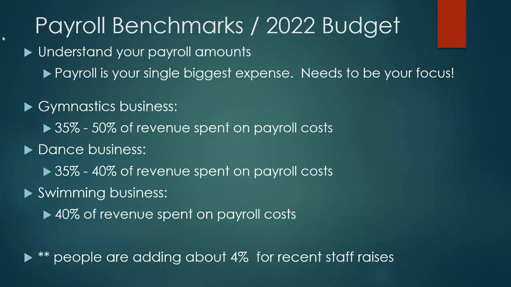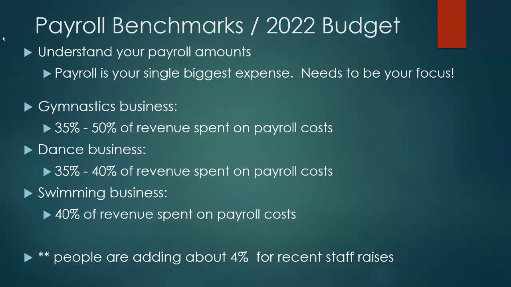If you're a gymnastics business, traditionally we see 35 to 50% of your revenue spent on payroll costs. If you're a dance business, we traditionally see somewhere between 35 and 40% of your revenue spent on payroll costs. In swim schools, we traditionally see somewhere around 40% of revenue spent on your payroll costs. And I say traditionally, but what I really mean is these are your benchmarks. This is where you should be. I've seen payroll in the gymnastics business as high as 75%. Those people don't make any money. They're losing a ton of money. So it's important that you stay within these benchmarks.